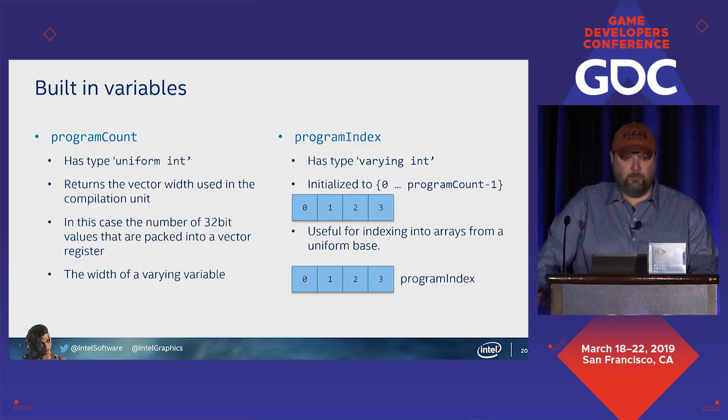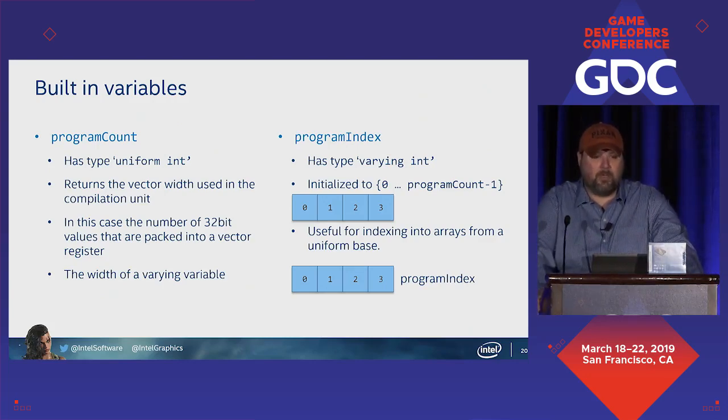ISPC has two built-in variables to describe the vector width for you: program count and program index. Program count has a type uniform int. It returns the vector width used in the compilation unit. So if you compile with SSE, program count will be 4. If you compile with AVX2, it'll be 8. And in this case, again, it's the number of 32-bit values that are packed into a vector register. Program index has a type of varying int, and it is initialized from 0 to program count minus 1. So for SSE, that'll be 0, 1, 2, 3.